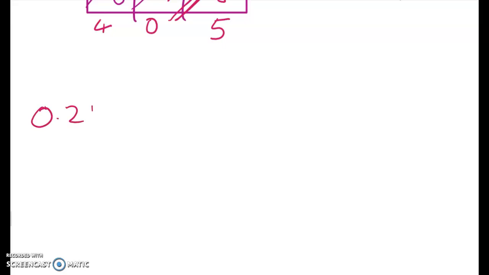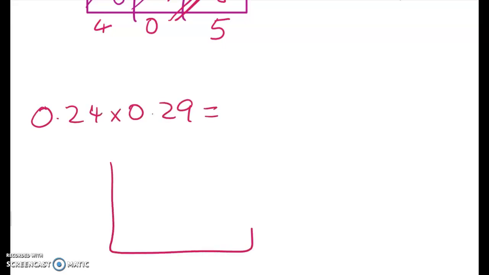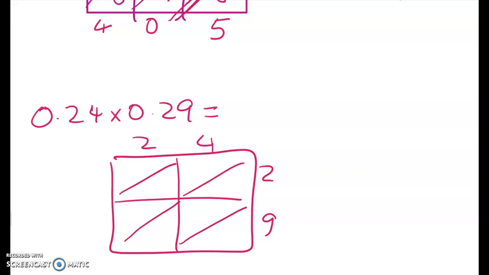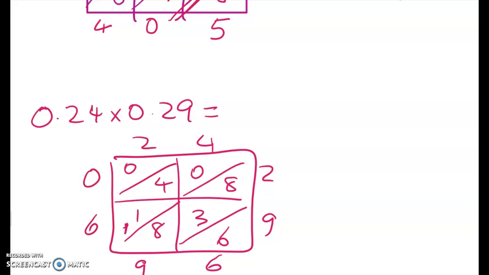Okay, so 0.24 times 0.29. Right, here's my grid method, 24, 29, forget about all the decimal stuff. We get 0, 4, 0, 8, 18, and 36. Right, 6, 19, and here we get 6. So we get 0.0696.